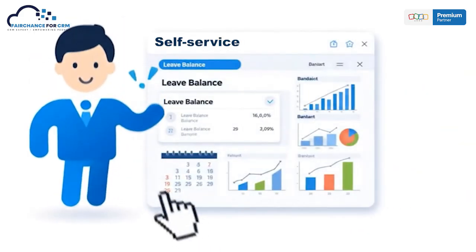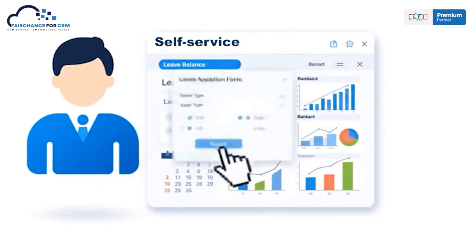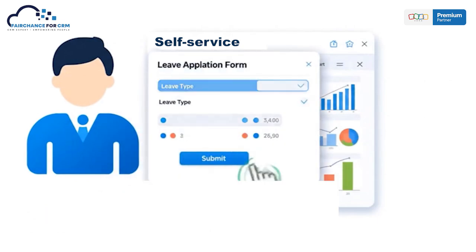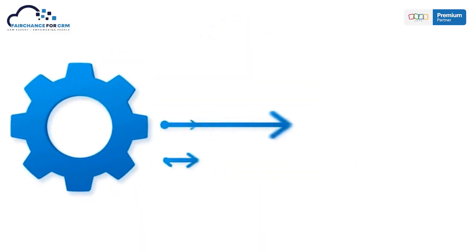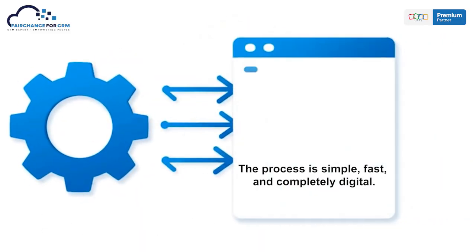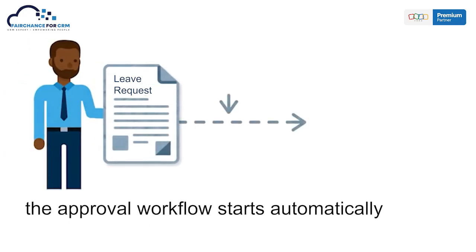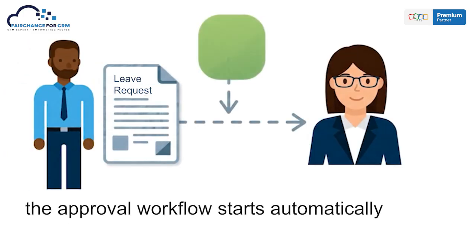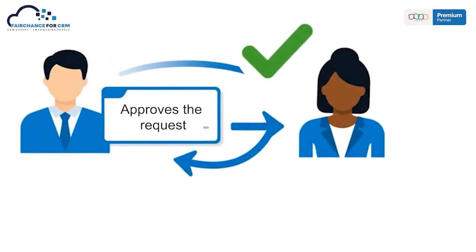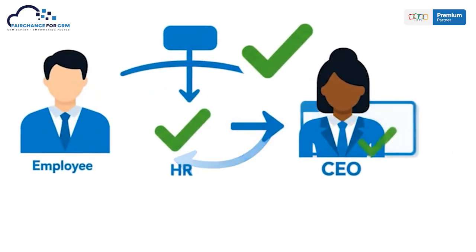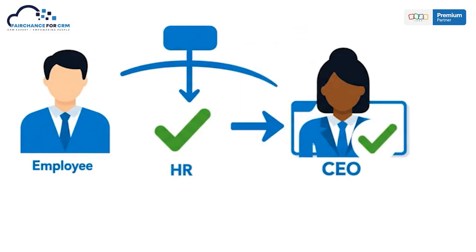Each employee will have access to their own self-service dashboard where they can view their leave balance and apply for leave directly from the system. The process is simple, fast, and completely digital. Once the employee submits the leave request, the approval workflow starts automatically. First, the HR department reviews and approves the request. After HR approval, the request is forwarded to the CEO for final approval.